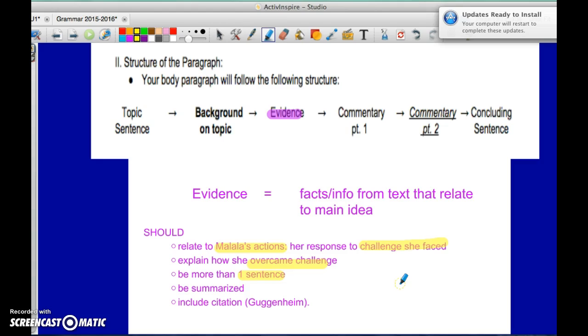Explain what you know. Okay? It should be summarized because you do not have a text physically in front of you that says what she did or her physical actions. And it should include a citation.